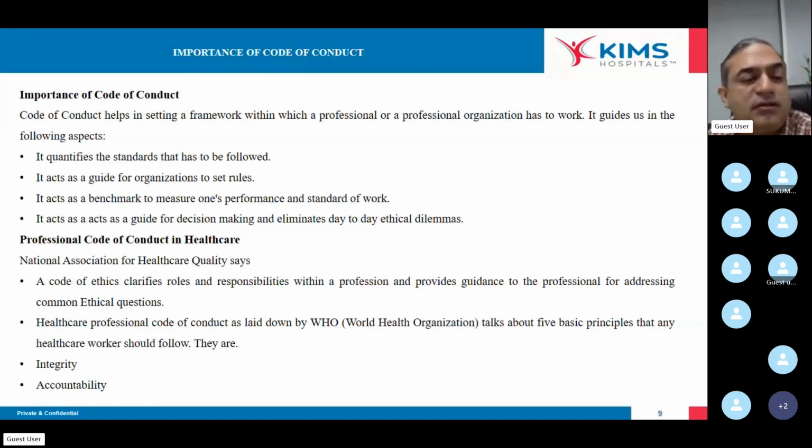The code of conduct framework also acts as a benchmark to measure one's performance and standard of work. If one's performance or standard of work is good as per the set standard, the set rules of the organization, then we can compare how the organization is performing, and how different people, different professions in the organization are performing. It acts as a guide for decision making and eliminates day-to-day ethical dilemmas. So it definitely acts as a guide for decision making.